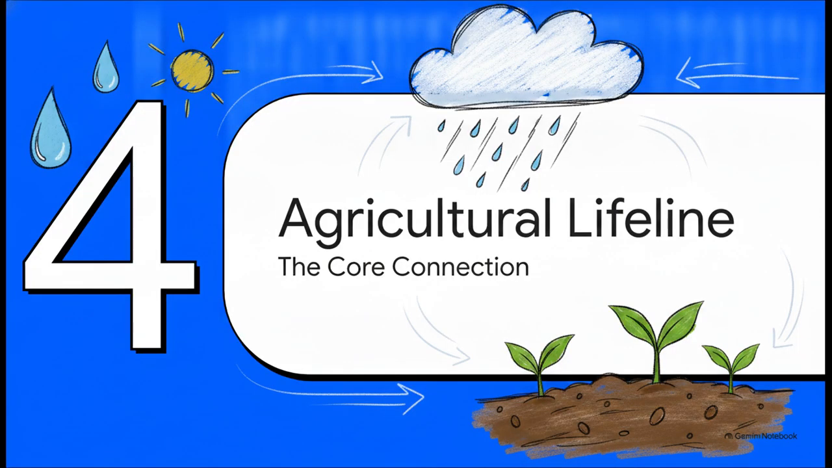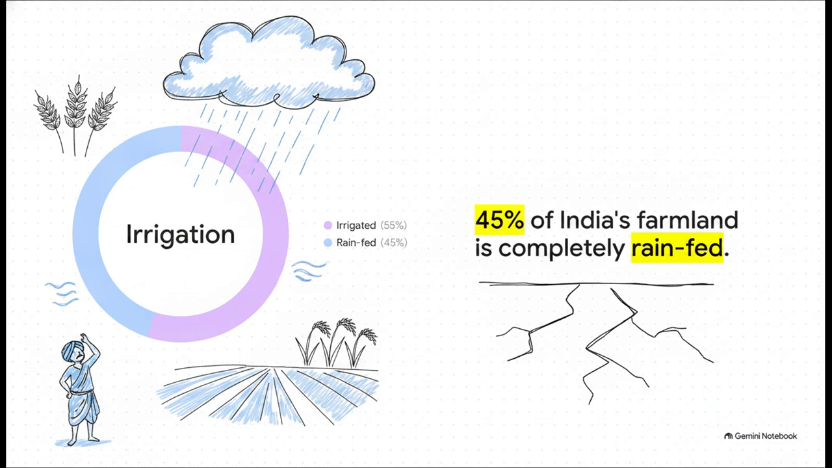We're dropping from the global atmosphere right down into the soil to examine the core climate and agriculture connection. India's agricultural vulnerability is pretty stark. Even after decades of infrastructure development, only 55% of India's net sown area has actual irrigation coverage. That leaves a massive 45% of farmland completely rain-fed. Let that sink in. For nearly half of all cultivated land in India, the monsoon is the only irrigation system they have. If the rains fail, the crop fails. It really is that simple and, honestly, that terrifying.